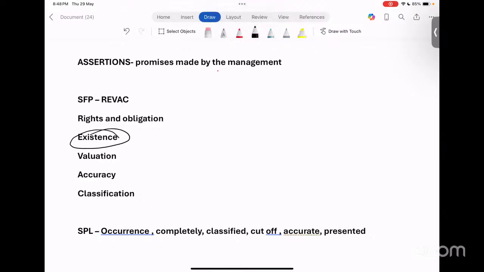Then, for example, you say discuss with the management about their assumptions used to value an asset. So asset means balance sheet. So I'm talking about its valuation. I say check the ownership papers of an asset. I'm checking the rights and obligations.